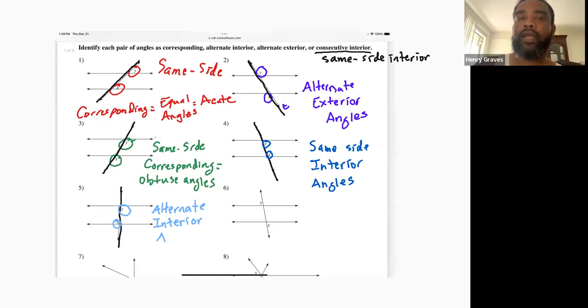All right, then on the last one, number 6. Again, draw the line so you can see and circle both of them. I have a y on this side, x on the other side. They're on opposite sides, so I know they're alternating. One is on the left and one is on the right. So it's alternate. And they're both on the outside of the parallel lines. One is above and one is below. So this is going to be alternate exterior angles.